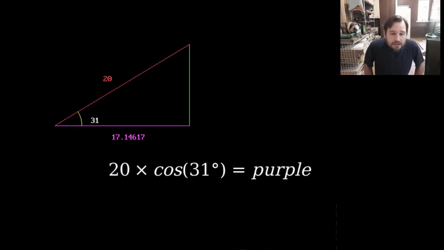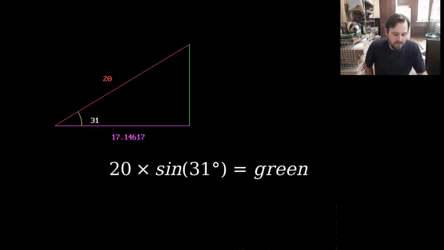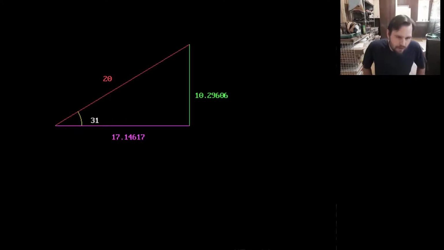That is equal to 17.14617. Now, similarly, the sine is the opposite over the hypotenuse. And so that can also be rearranged to be 20 times the sine of 31, which gives us the green component, 10.29. So the upshot of all this, if I pressed space now to fire my ball, I will be moving 17 pixels every time through the loop to the right and 10 pixels up. And that is going to more or less be 20 units on the 31 degree line.